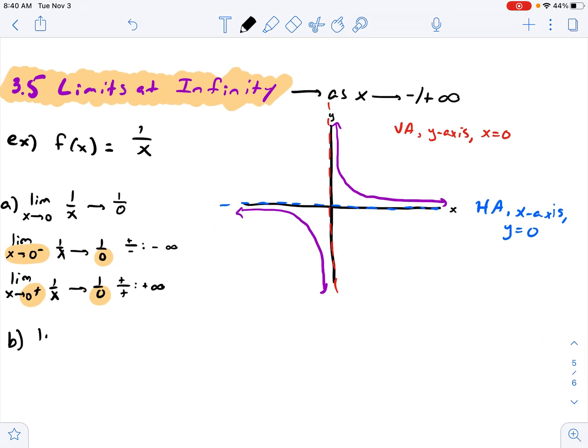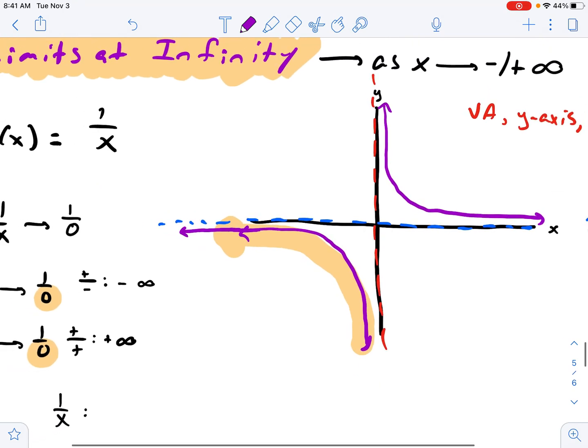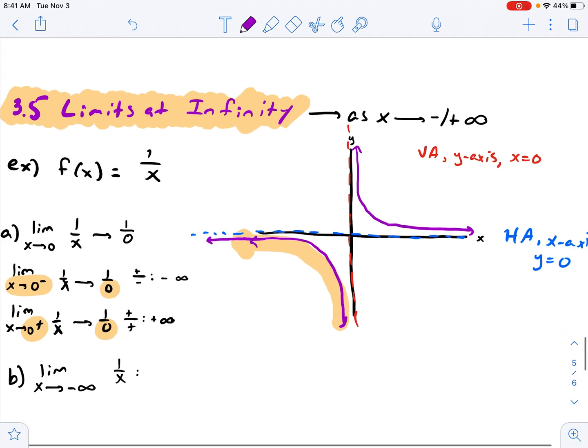Part B, let's take a look now at what happens as x goes way out to the left or right. To go way out to the left, we're looking at what happens as x approaches negative infinity. Visually we can see what's going on here. As the x value continues to the left, what is this thing going to get closer and closer to but never touch? Our horizontal asymptote. So this function is going to keep getting closer and closer to that value where the blue line is. It's never going to touch it.